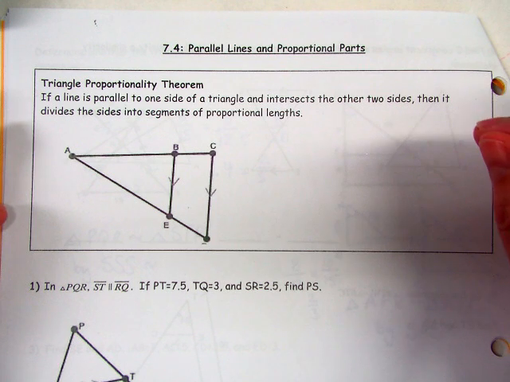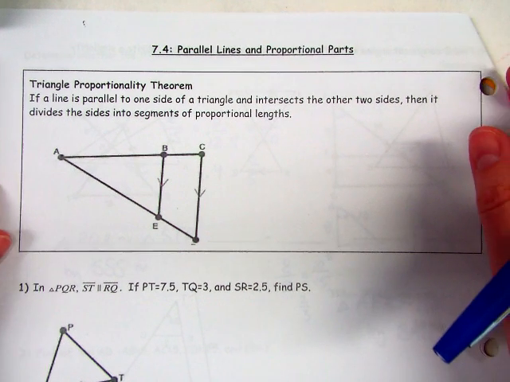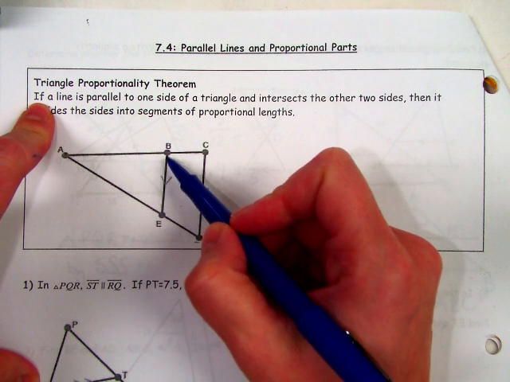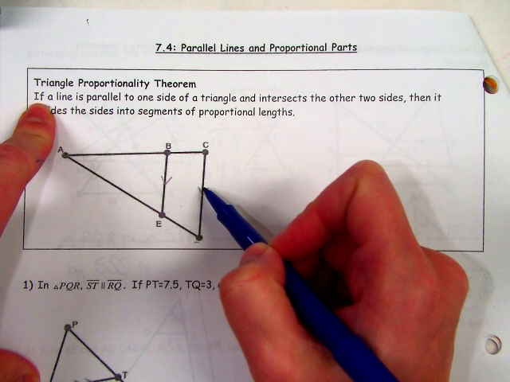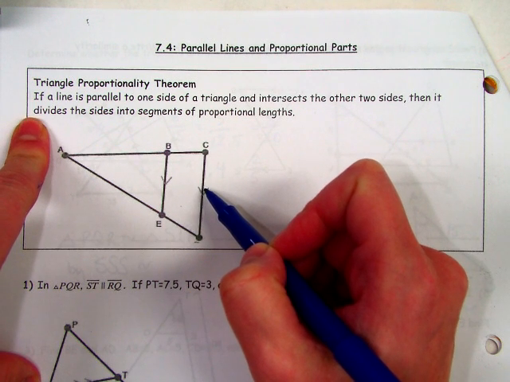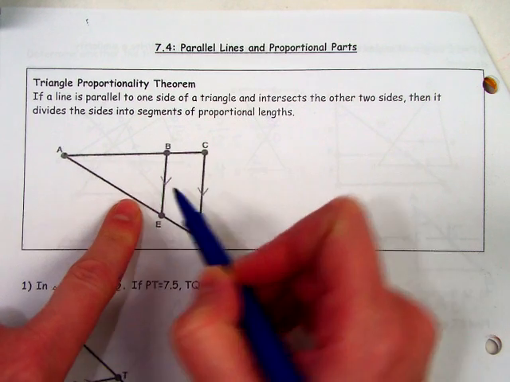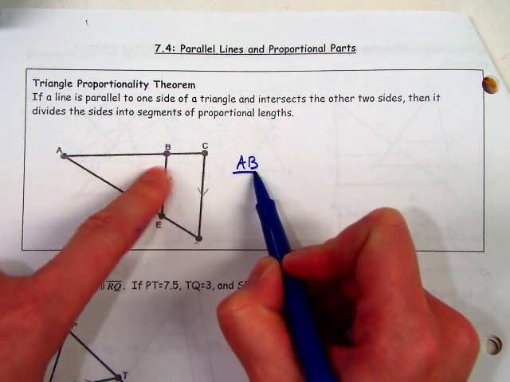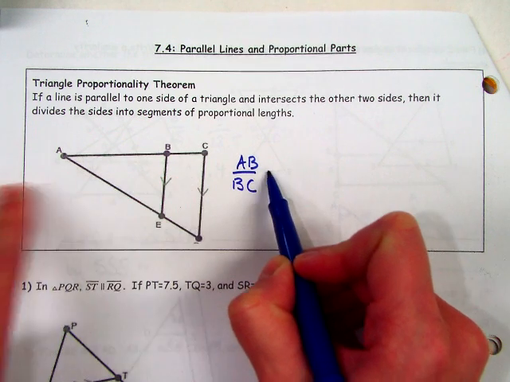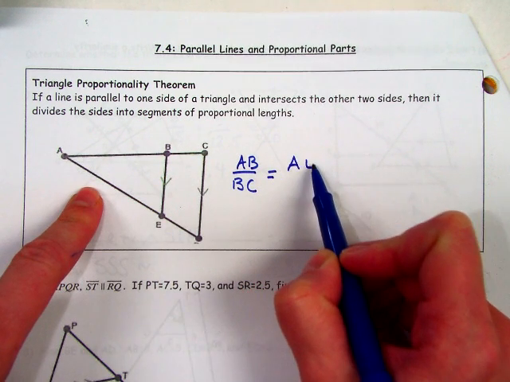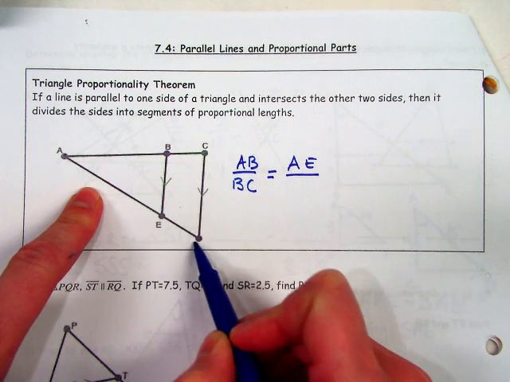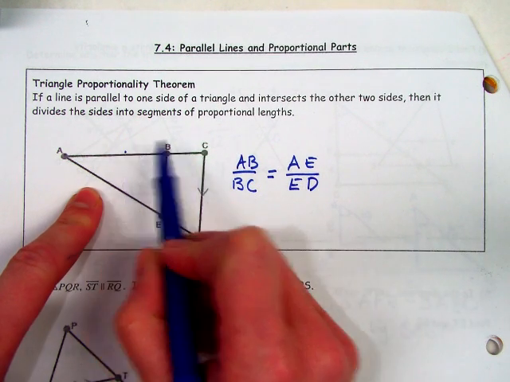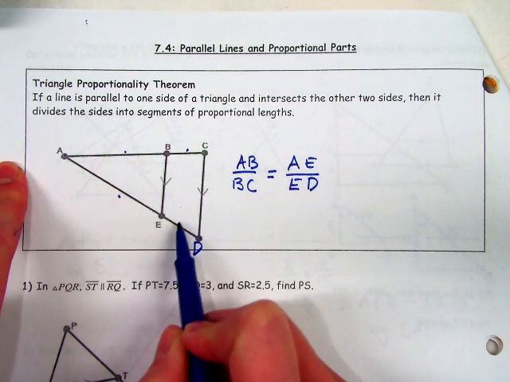So on page 10, the triangle proportionality theorem says this, that if we have a line inside the triangle parallel to one of the sides, then it divides the sides into proportional segments. Basically, if you know that these two lines are parallel, the following proportion will be true. AB over BC is the same as AE over ED. So one part over the other one equals this part over this part.